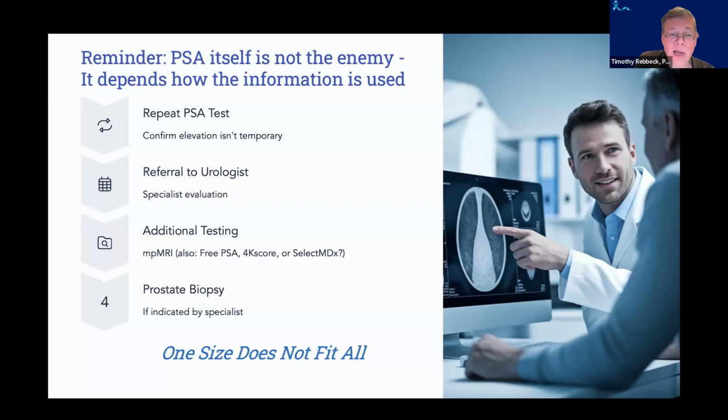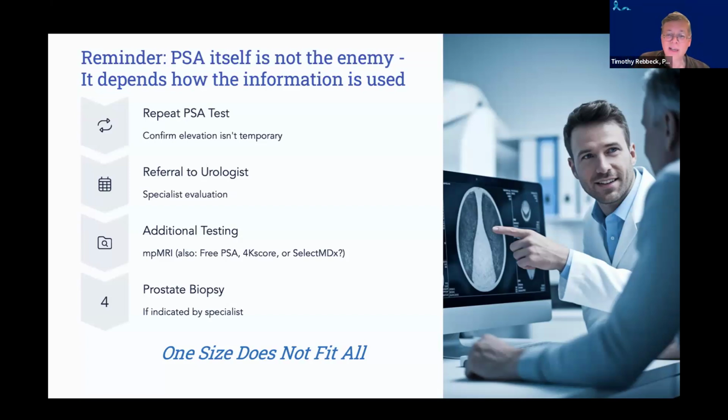When do you refer to your urologist? When do you get a specialist involved? Is that something that is going to be different depending on the person and their situation? Are there additional tests involved to make a better decision? And when is a prostate biopsy the next step?